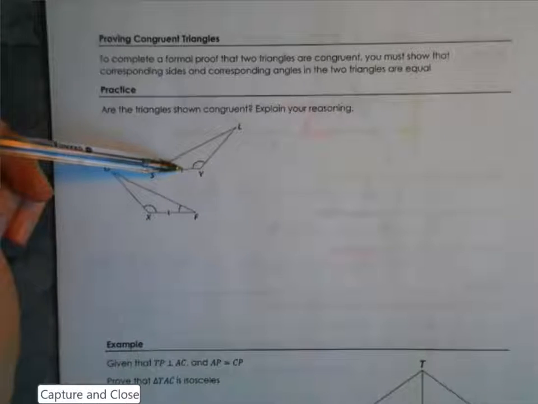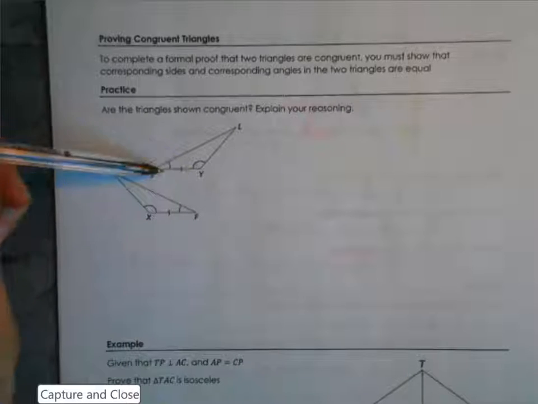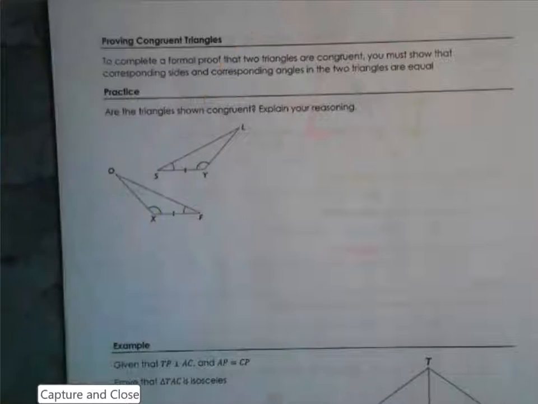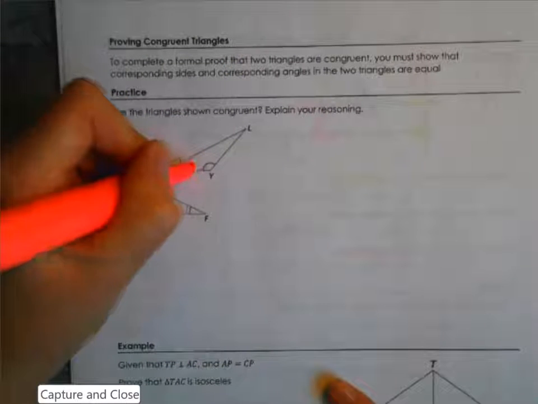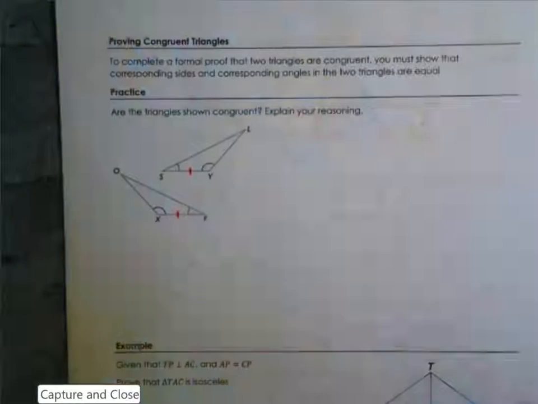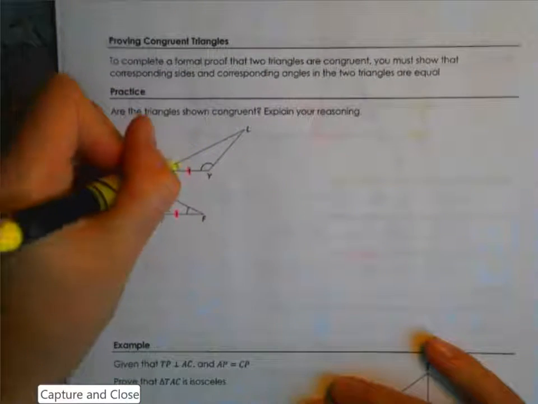And then we have this one tick for the sides SY and XF. And so those are going to be the same as well. So we've got same side, and we've also got same angle here.